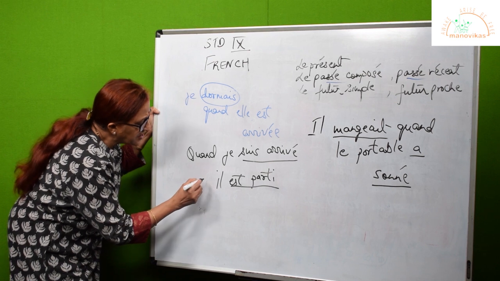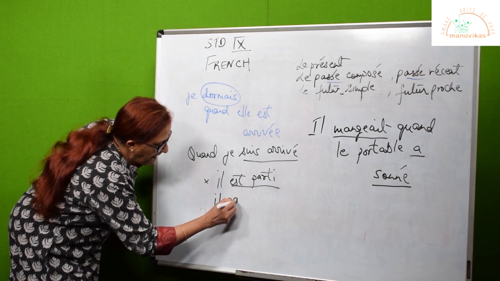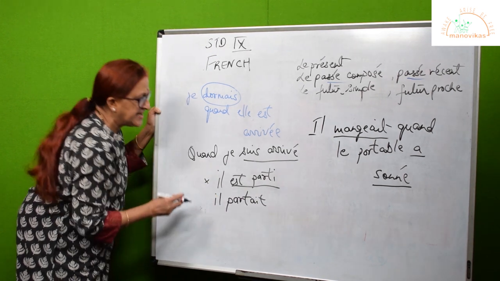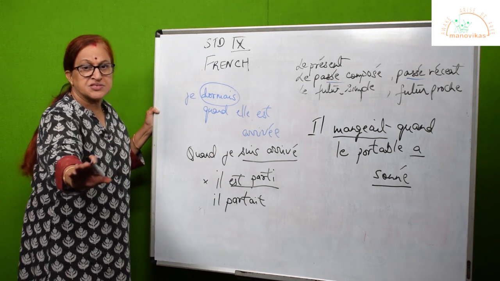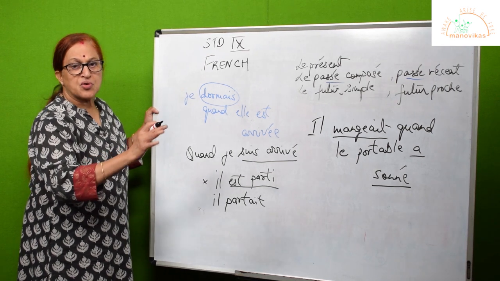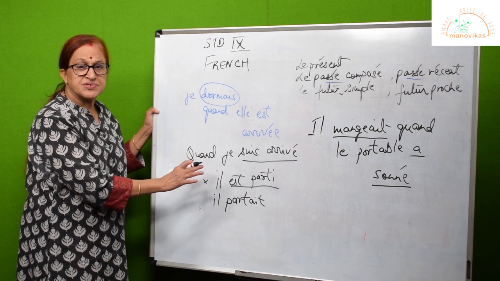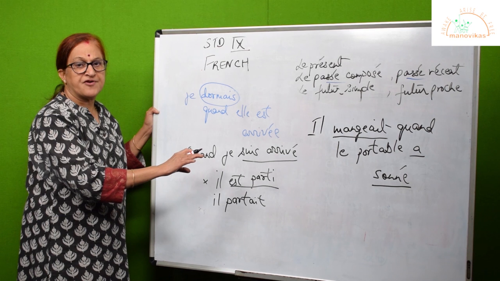Now, instead of he left, if I say il partait, then the meaning changes slightly. When I came, he was leaving. He was in the process of leaving and he left. So, depending on what the context of the sentence is, you have to decide whether you will use passé composé or whether you will use imperfect.